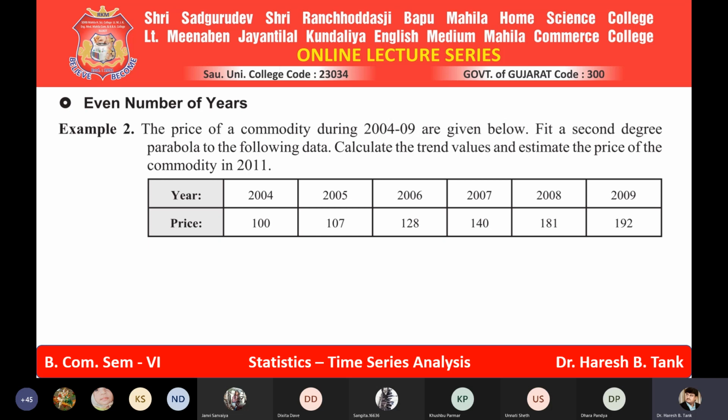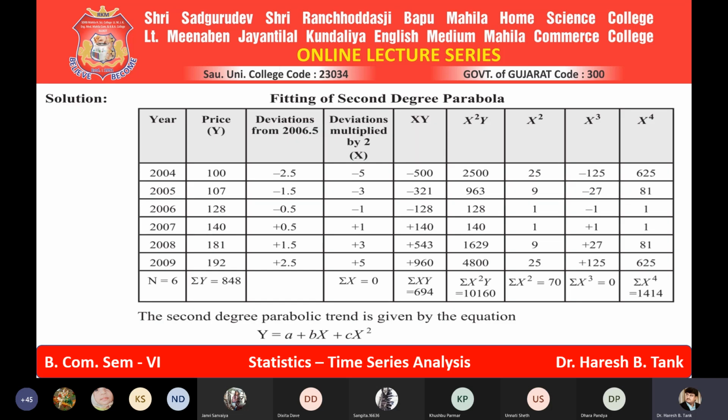Deviation taken from 2006.5. Now 2004 minus 2006.5 is minus 2.5. 2005 minus 2006.5 is minus 1.5. And similarly, you will have all the values, all the points of this column. As we did earlier, all these deviations are in the form of points: minus 2.5, minus 1.5.